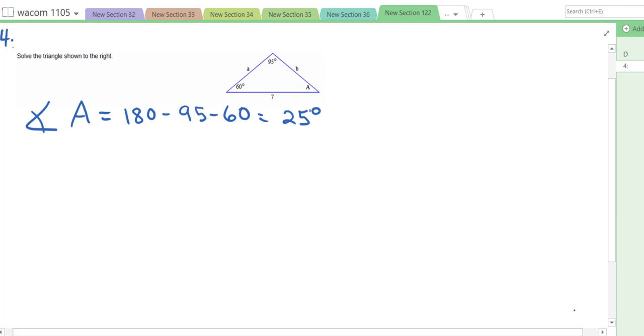Right, so that takes care of angle A, and I probably shouldn't have put that. Right, so angle A is 25 degrees. All right, and now we'll find our sides, and so we'll find the smallest side first.